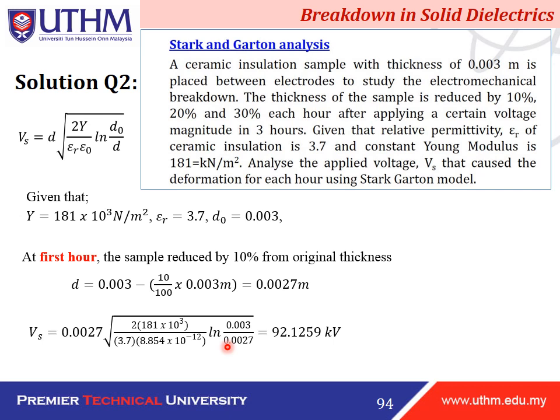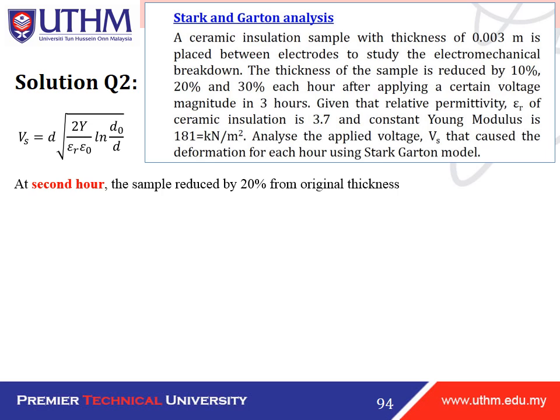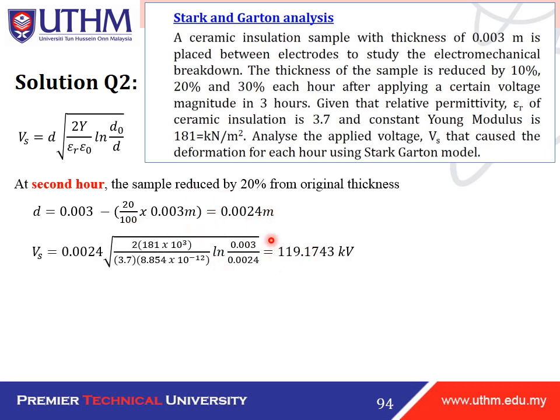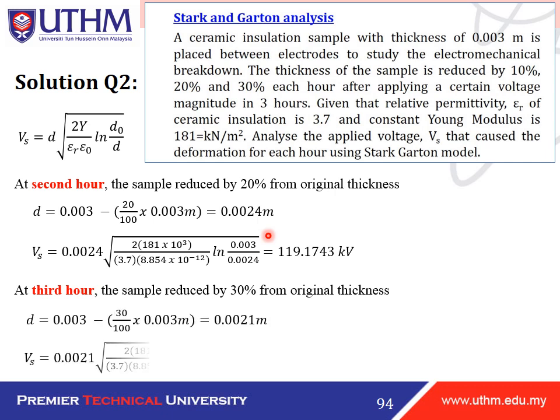After you calculate the first hour, you need to calculate the second hour. Same thing: use the initial thickness minus the 20% reduction, and you get the answer, and then you find Vs, the applied voltage. Then repeat for the third hour, and you get the answer like that.